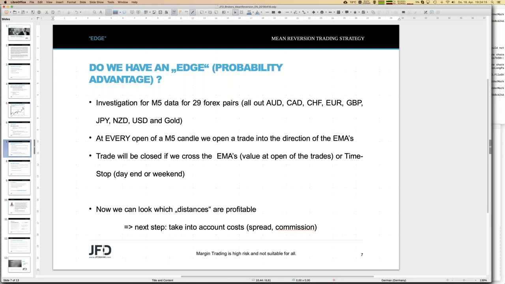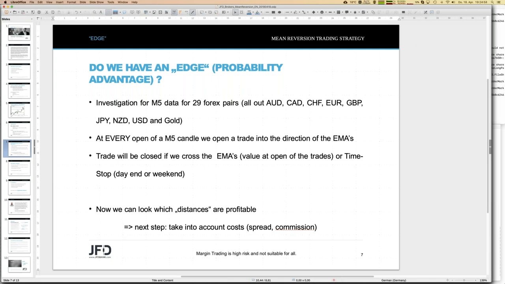And even more, what I did, first step, and you will later see why, I opened with every M5 candle such a trade into the direction of the EMA, even not asking what distance, do I exceed already any threshold. Asking the question about the threshold, we will do in a second step. So first thing is, in order to prove the kind of edge, with every new open of an M5 candle, I open a new trade, and even not waiting until the trade before comes to an end.